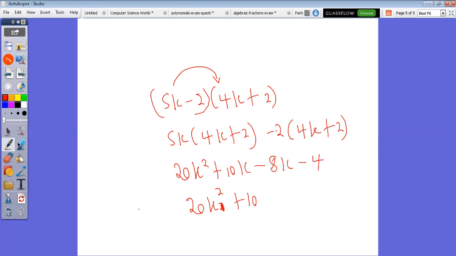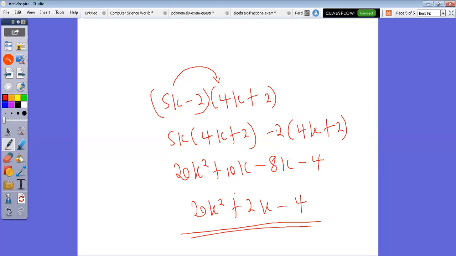You can simplify these, they are like terms, the middle terms. What's 10k minus 8k? 2k. So 20k squared plus 2k minus 4. Everyone, on expansion, expansion is the easiest.